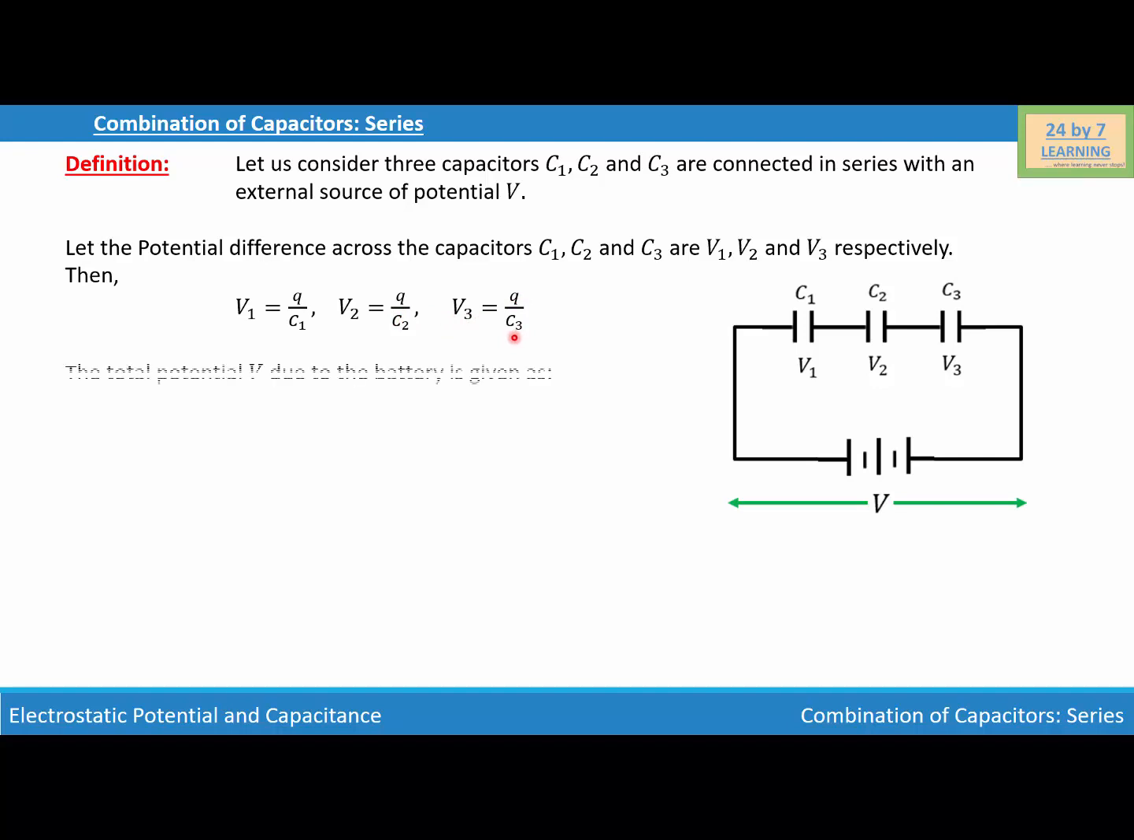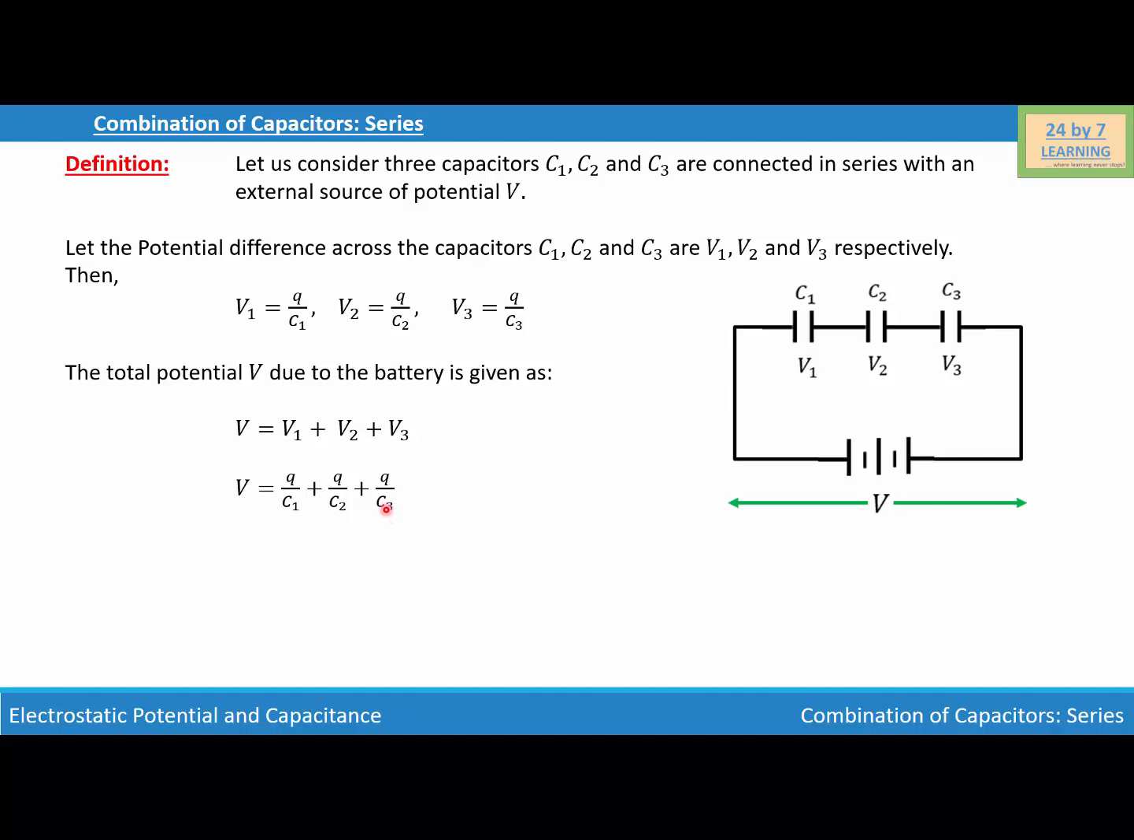As we know, the total potential is V due to the battery, and that V is equal to V1 plus V2 plus V3, because this V is equal to the sum of all these potentials. So V is equal to V1 plus V2 plus V3, which is over here. Now let's substitute the values of V1, V2 and V3 in this equation from here, and if we do that, we will write V is equal to Q over C1 plus Q over C2 plus Q over C3.